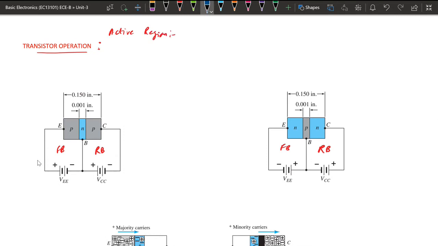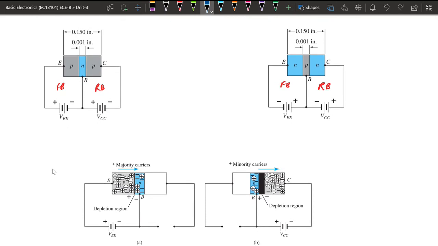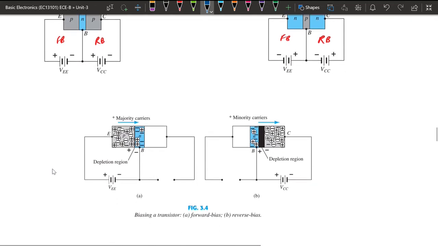So if we need to bias in active region, that means the emitter junction should be forward bias and the collector junction should be reverse bias. Okay. So here, in case of forward bias, we have just separated, like this is the configuration, in that if the first diode is forward bias and another one is reverse bias, so we have just considered the analysis of one diode at a time, because BJT is made up of two different diodes connected back to back.